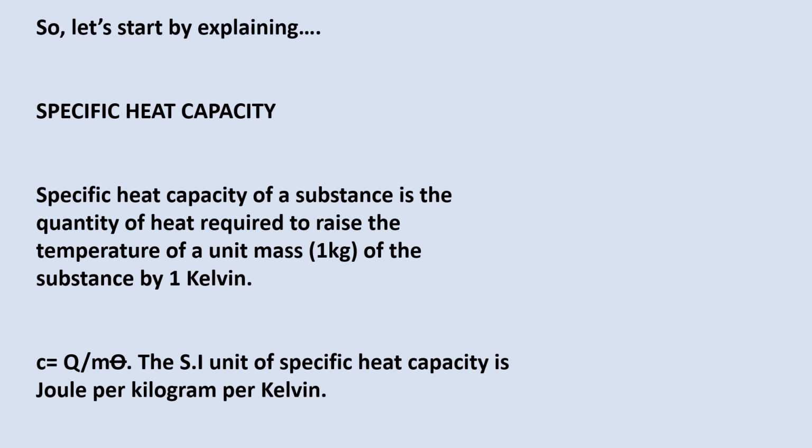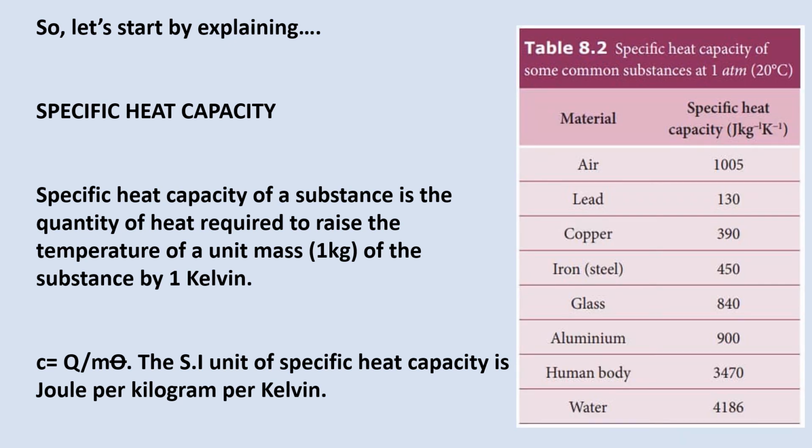So let's start by explaining what the concept specific heat capacity is all about. Specific heat capacity of a substance is the quantity of heat required to raise the temperature of a unit mass of that substance by 1 Kelvin. That shows that specific heat capacity is denoted by small letter c, and it is Q over the mass of the substance and the change in temperature. The SI unit of specific heat capacity is joules per kilogram per Kelvin.